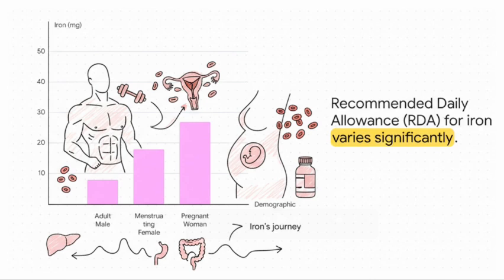The recommended daily allowance for iron can vary significantly across different demographic groups. Adult men have lower iron requirements due to their minimal physiological losses, whereas menstruating women require higher intake to compensate for their menstrual loss. Pregnant women, on the other hand, have the highest iron requirement due to expansion of maternal red cell mass, fetal growth, placental needs, and anticipated blood loss at the delivery.